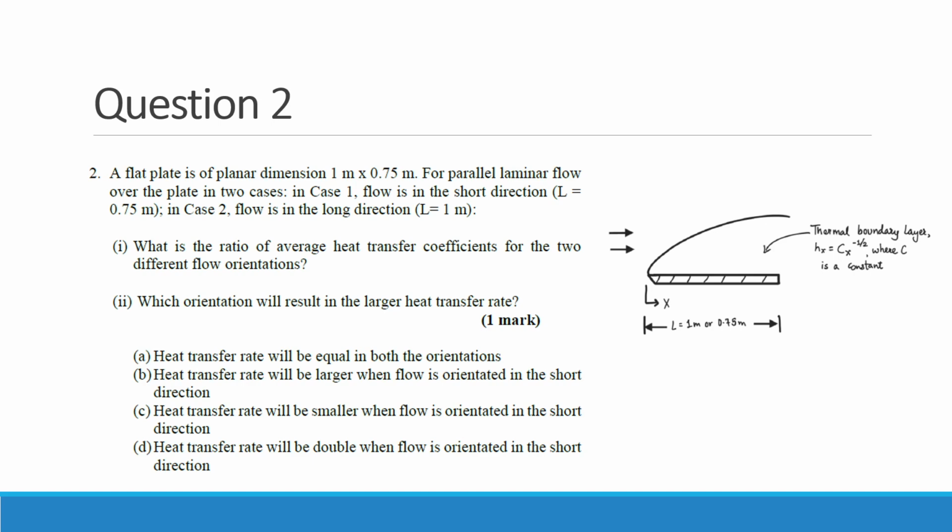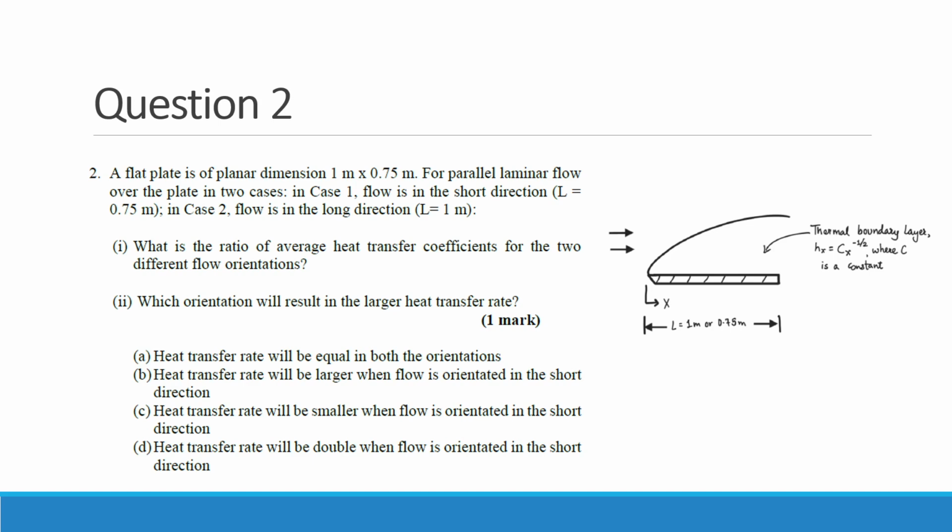Now let's move on to the second question. The second question says that a flat plate is of planar dimensions 1 meter by 0.75 meter. For parallel laminar flow over the plate in two cases: in case 1, flow is in the short direction, and in case 2, flow is in the long direction. What is the ratio of average heat transfer coefficient for the two different flow orientations? Which orientation will result in a larger transfer rate?